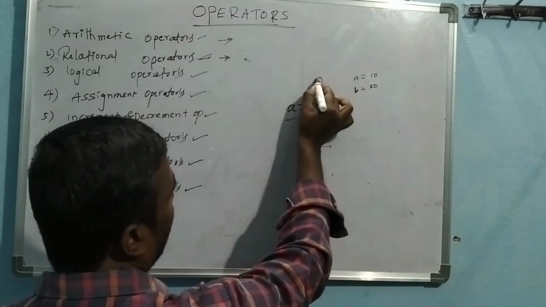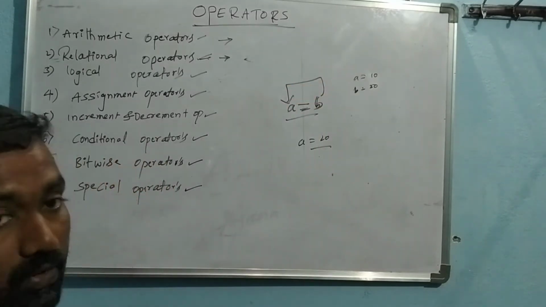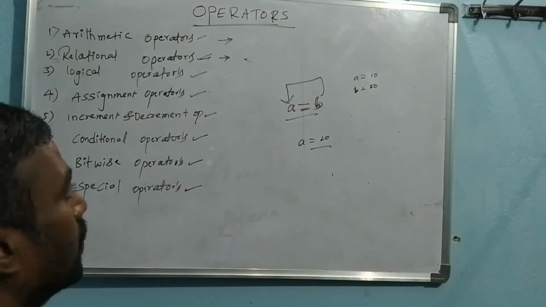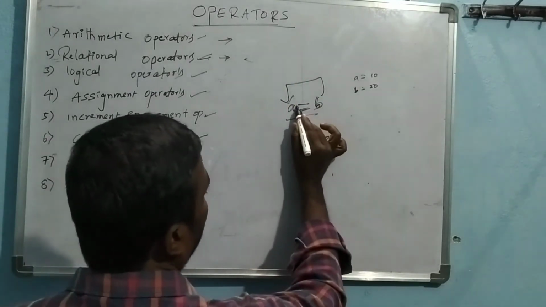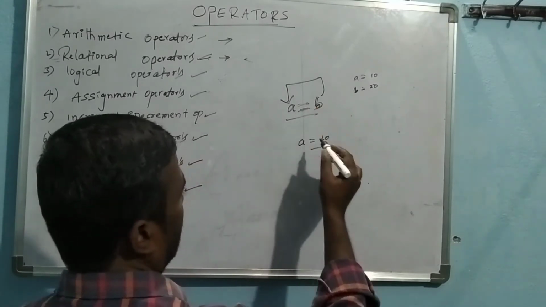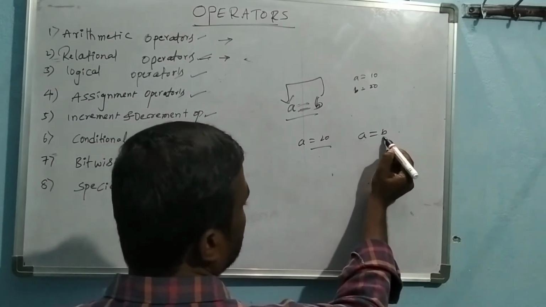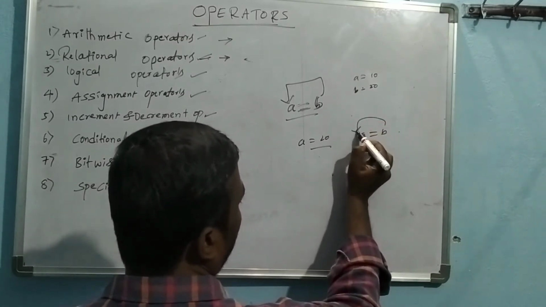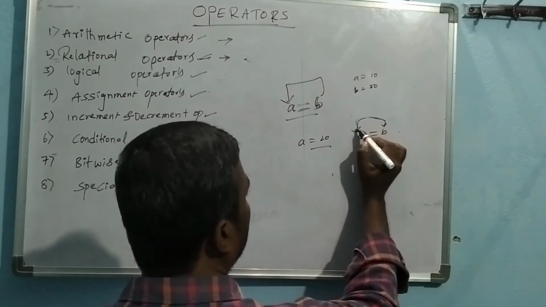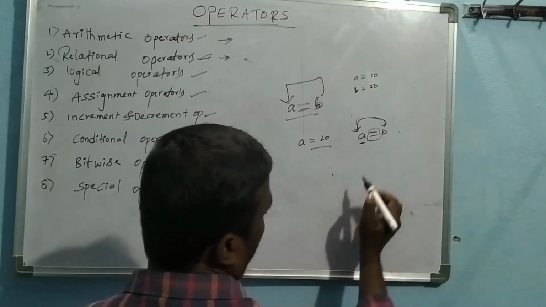That means the B value can be stored into the A variable. So this assignment operator is only a single equal to: A single equal to B means the B variable's value is stored into the A variable, right? So this is the assignment operator.